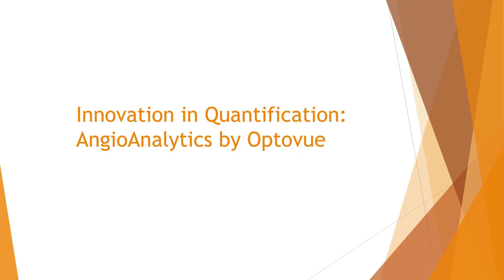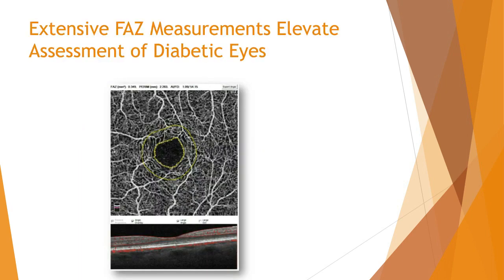So in diabetics, we all know that the foveal avascular zone is a hot topic. It's a very high level of interest because the size of the FAZ directly correlates with how patients are doing with their diabetes. So this AngioAnalytics program has the ability to objectively quantify the size of the FAZ as well as the perimeter around the FAZ. So if you look here, you'll see that the machine will give you a quantitative measurement.